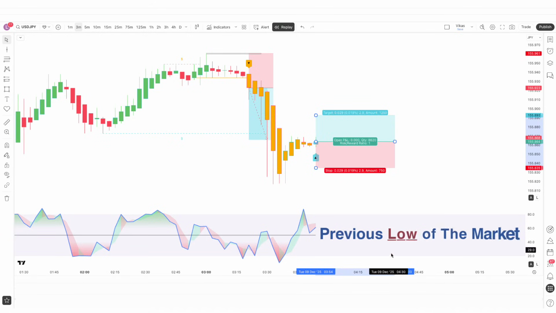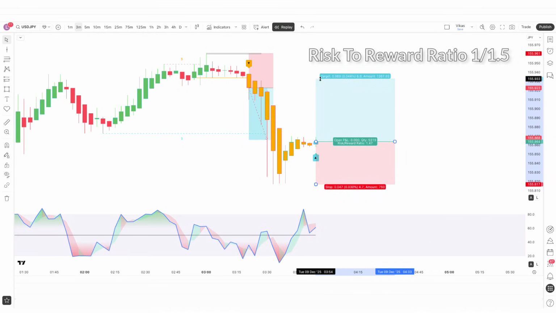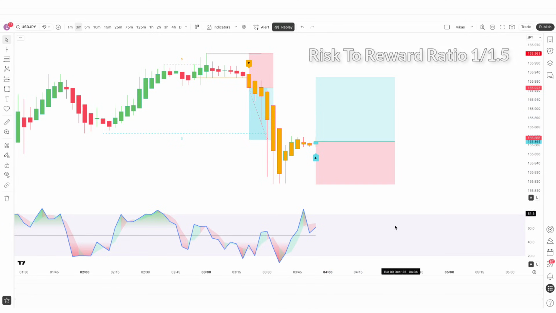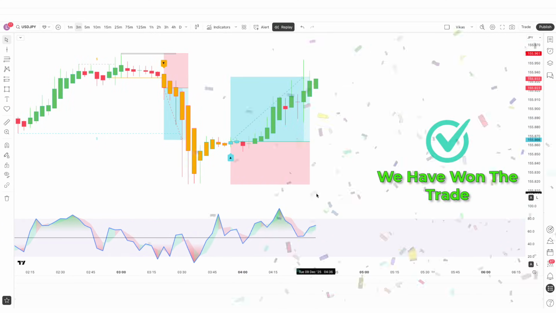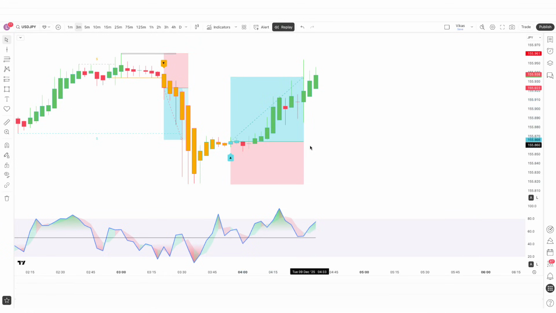Our stop loss is to be placed at the previous low of the market, and the risk to reward ratio will be 1 to 1.5. Let's see what happens to our trade. We have won the trade. Let's find the next trade.